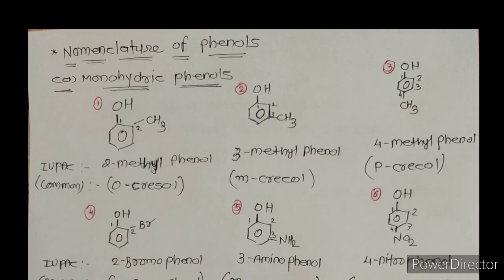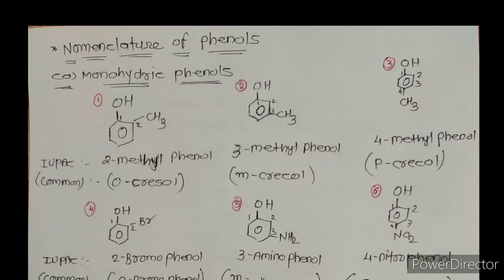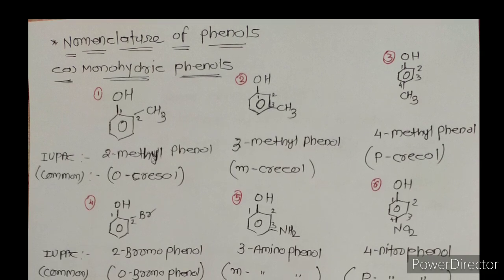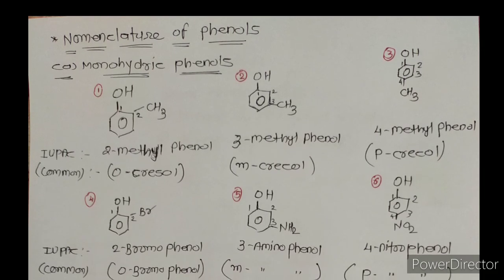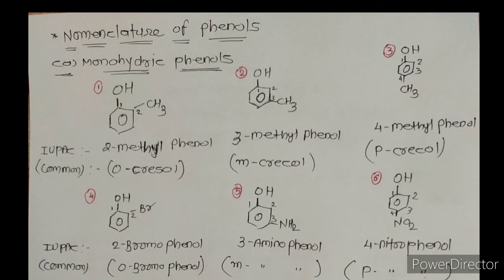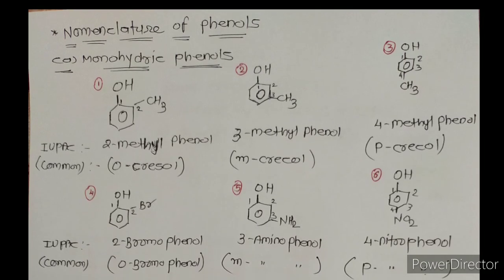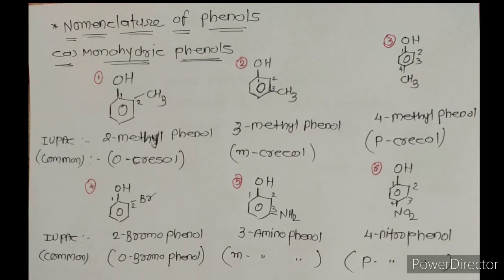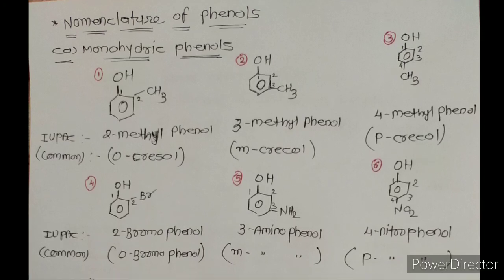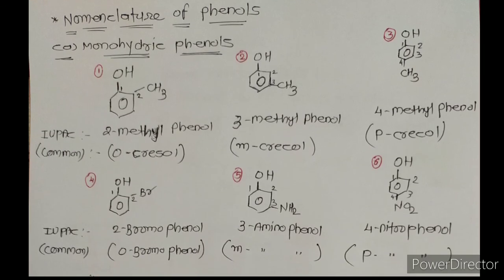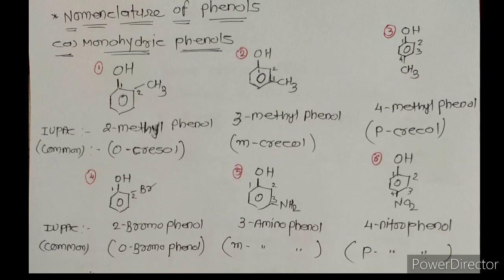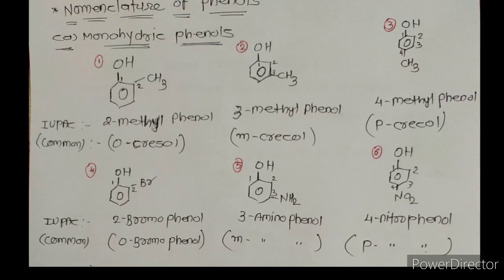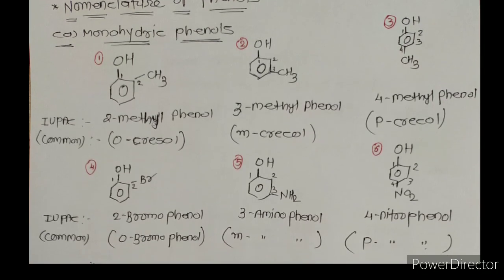Third compound: a benzene ring which contains an OH group at the first position and a CH3 group at the fourth position, hence its IUPAC name is 4-methylphenol, and since the CH3 group is present at the para position, its common name is paracresol. Here the word cresol is used as a common name for a benzene ring which contains one OH group and one CH3 group. For cresol, remember OH and CH3 are present one time each on a benzene ring.